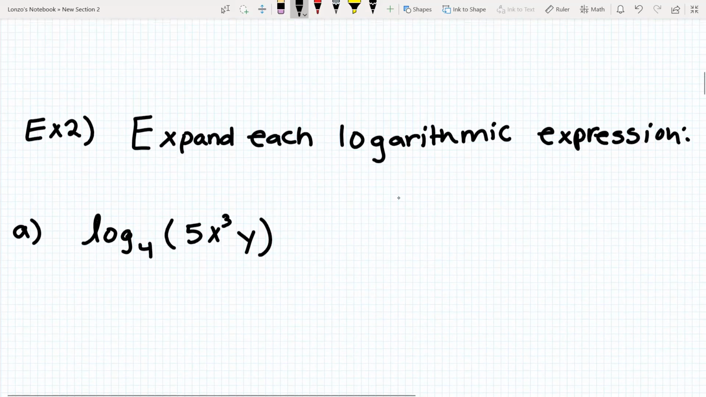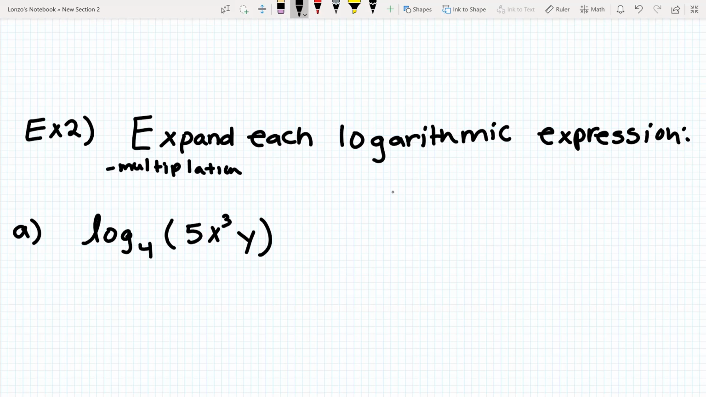So let's do example 2. It says expand each logarithmic expression. When they say expand, it literally means make it bigger. So let's see here. What do we know? When everything is squished together, we're going to have at least different log base 4s. And notice that when they're really squished together, they're multiplying, right? When everything's squished together, it's multiplying. So we have a multiplication, and what do we know about multiplication?